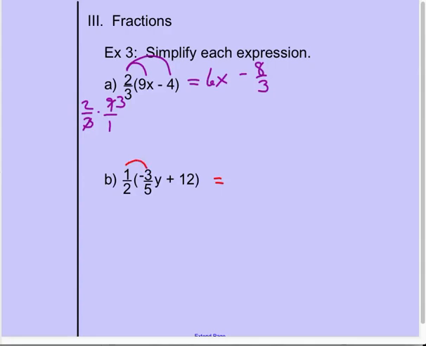So here, when I do my 1/2 times negative 3/5, I don't see anything that I can simplify. There aren't any common factors. So I've got negative 3/10 y. And then over here, again, I'm going to divide by my 2. 12 divided by 2 is 6.